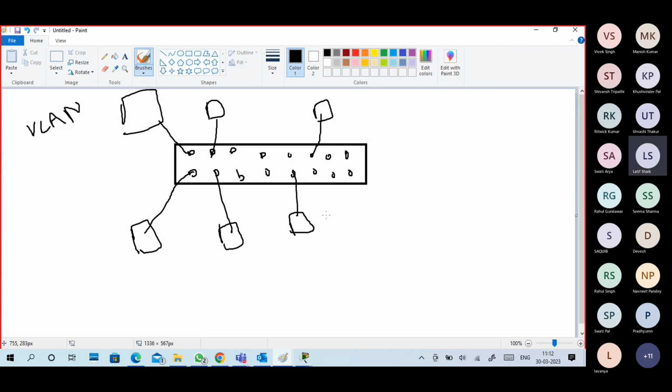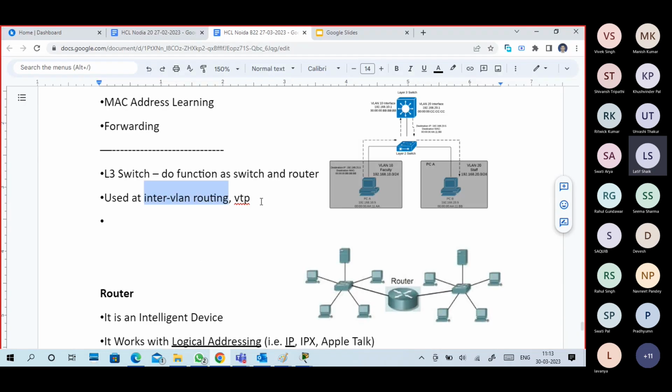But if I want to divide this physical single LAN into multiple LANs, I configure VLAN in the switch. So I divide these devices into one VLAN, these devices into another VLAN, like that. Okay, that is a VLAN type. Inter-VLAN means communication between multiple VLANs, just for wording purposes only, guys. Right, so there is a L3 switch.